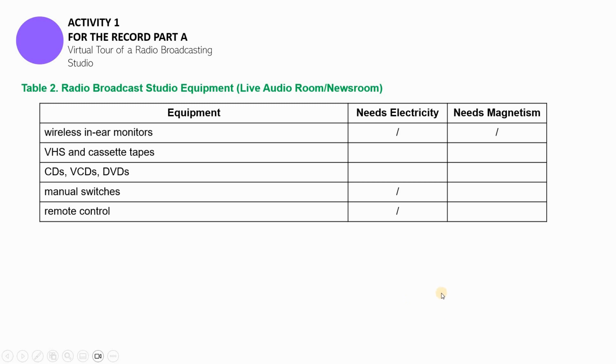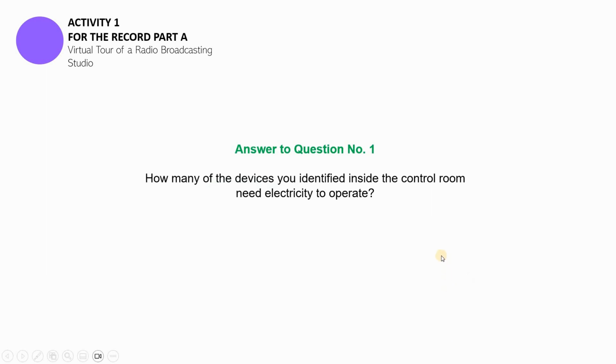Alright. Okay, so if you are done looking at these and considering these answers, let us now proceed to the answers to the different guide questions. For question number 1, how many of the devices you identified inside the control room need electricity to operate? The correct answers may actually vary, but generally, most equipment function using electricity. So, if you listed almost all of the things that you put into your tables, then your answer to this guide question is more likely correct.